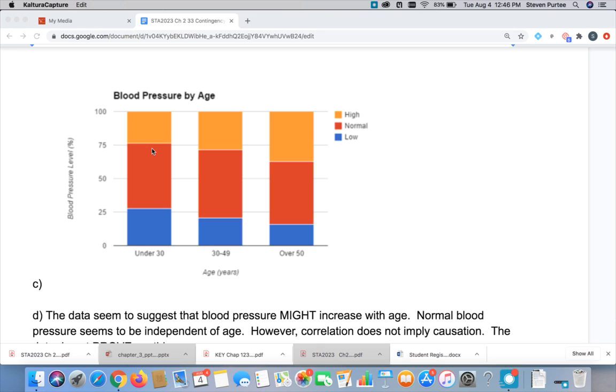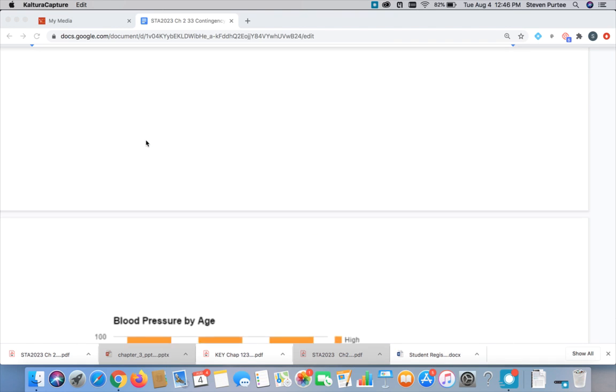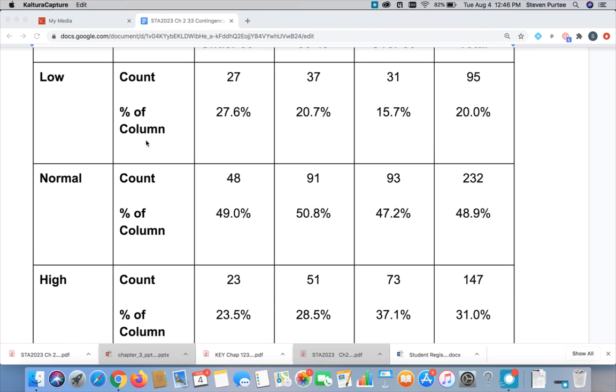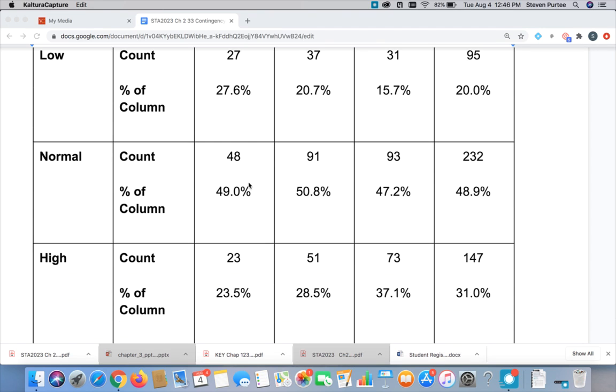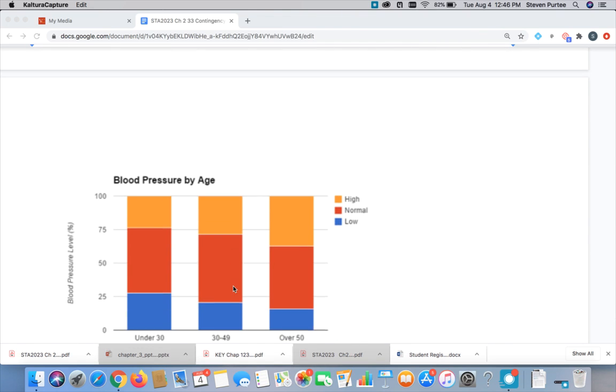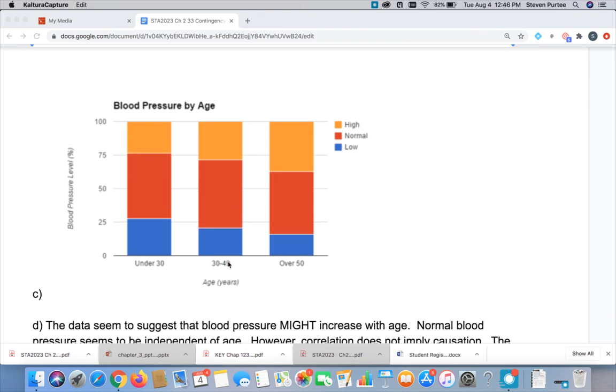This is also called a side-by-side stacked bar graph. And roughly 24% or so had high blood pressure. So I'm taking these percentages here and stacking them on top of each other. Do that for each group. There's our segmented bar graph.